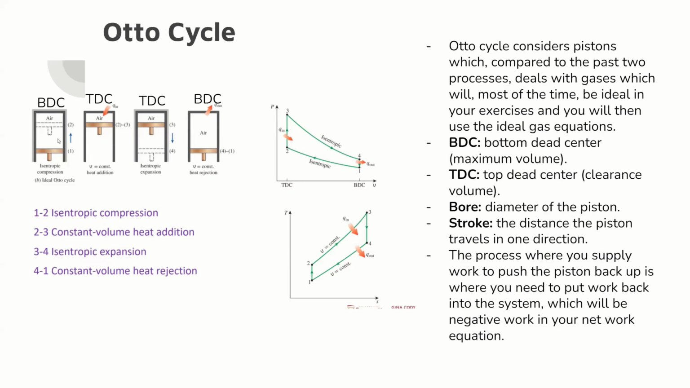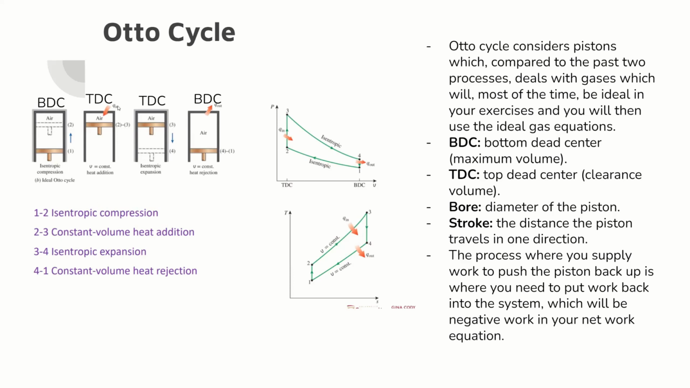So from state 1 to state 2, what's happening is that your piston is going up into your cylinder. And that creates, from state 1 to state 2, an isentropic compression. So you're gaining pressure in an adiabatic process. And to move the cylinder up, you're going to have to put work in. So you're losing work. So this is going to be the state where your work is going to be negative.